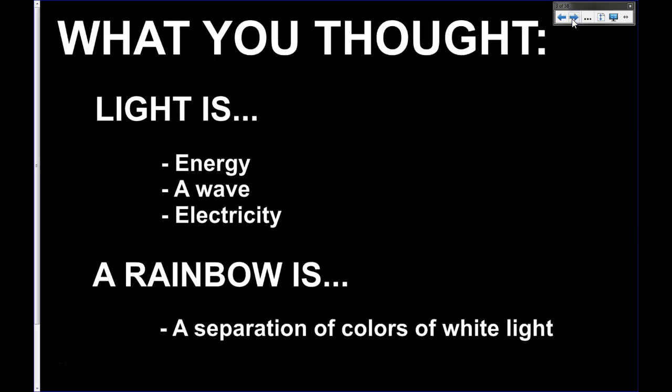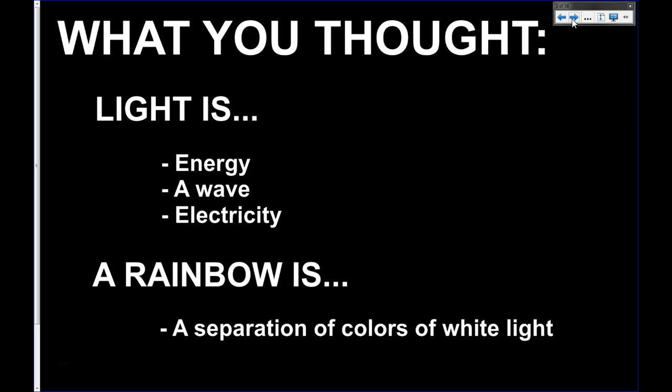If I can consolidate and summarize what you knew about light, you gave me some pretty good, high quality answers: that light is energy, a wave, or electricity. You kind of knew that it had an electrical component, you knew that it was related to energy, and you knew that it had wave-like properties. And your collective definition for a rainbow was basically dead on, which was a separation of colors of white light. We're going to talk about rainbows a little later because we have to understand refraction first.